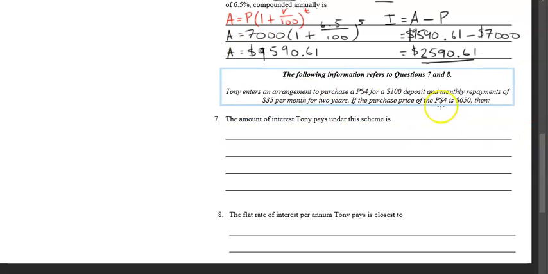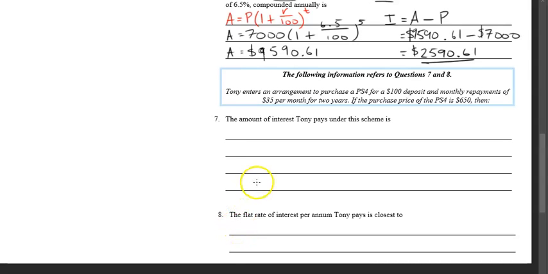The following information refers to question 7 and question 8. Tony enters an arrangement to purchase a PlayStation 4 or PS4 for a $100 deposit and monthly repayments of $35 per month for 2 years. If the purchase price of the PS4 is $650, then we need to find 7, the amount of interest Tony pays under the scheme, and 8, the flat rate of interest per annum Tony pays.